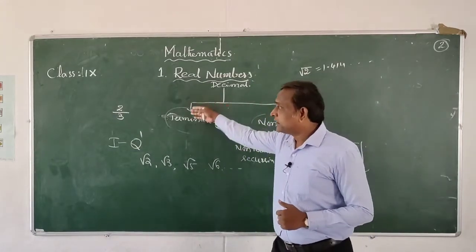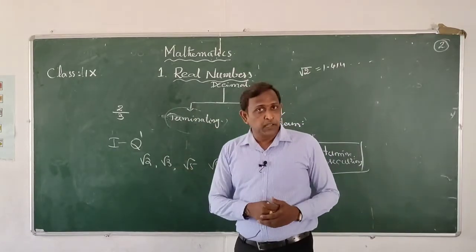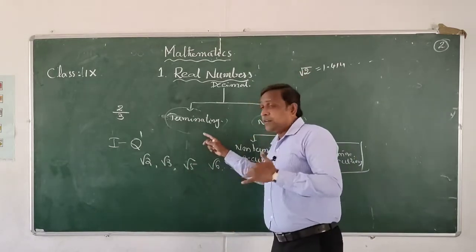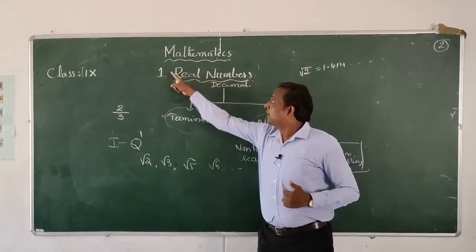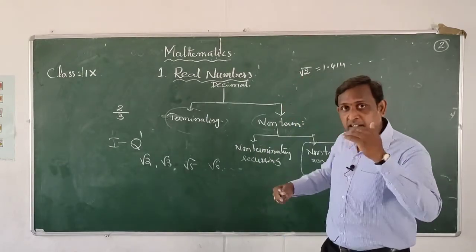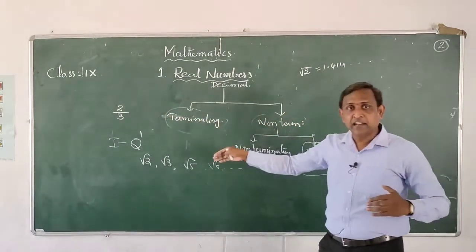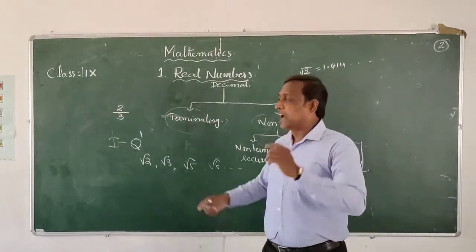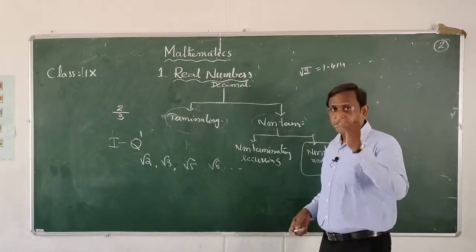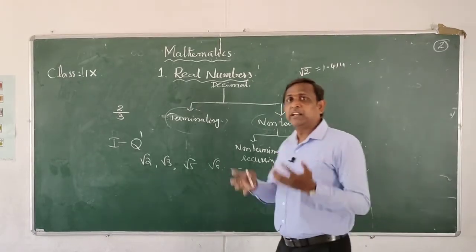So rational numbers are expressed by Q, and irrational numbers are expressed in the form of Q dash. We are discussing real numbers, but till now we did not discuss anything about real numbers itself. Now I can say the set of rational and irrational numbers, these two together are called real numbers. Real numbers are the union of two sets.